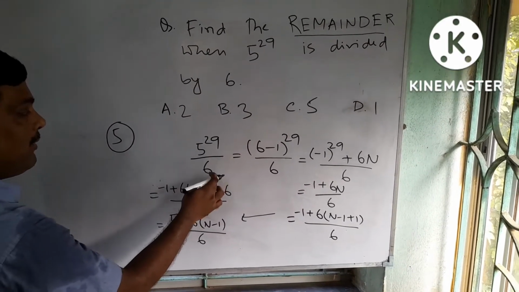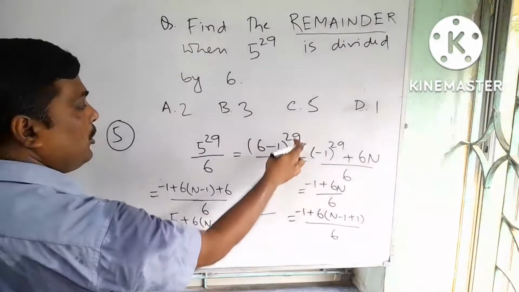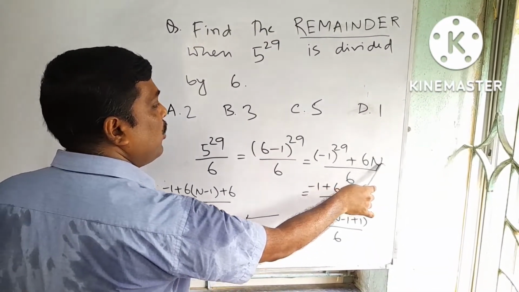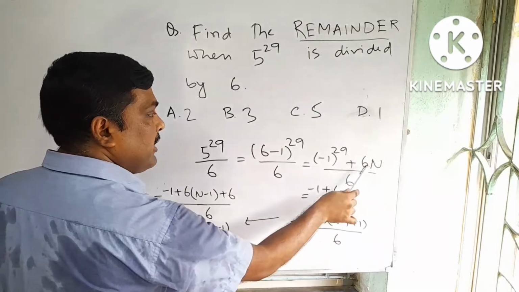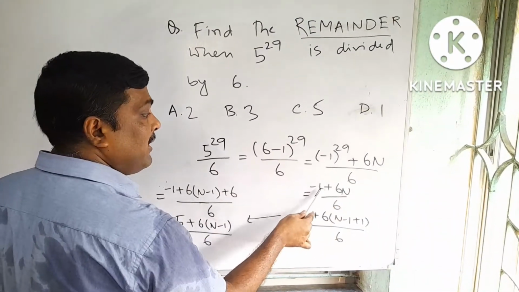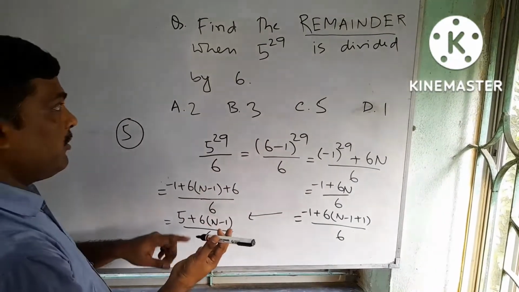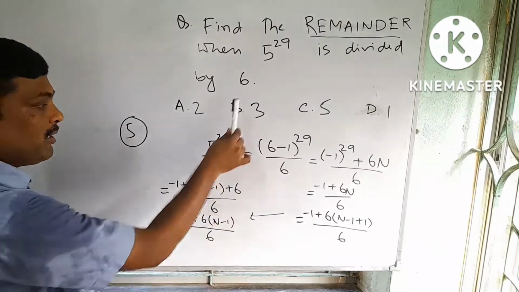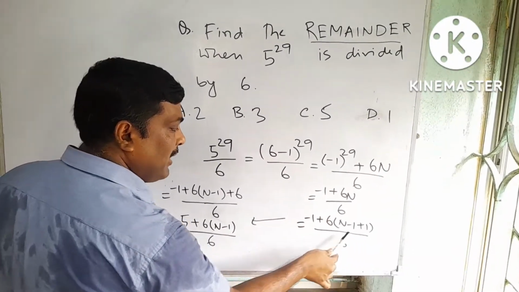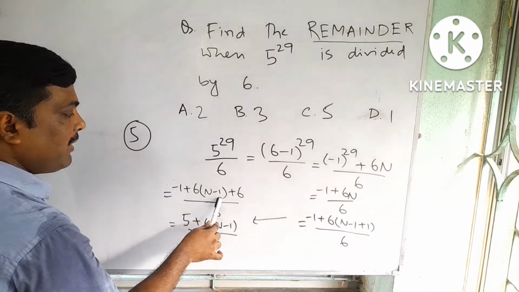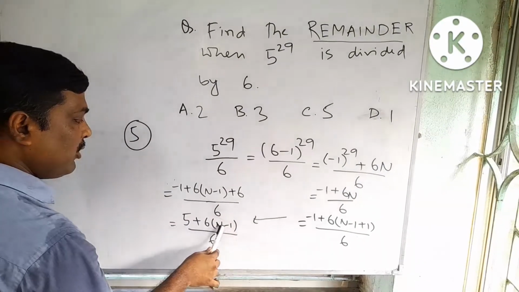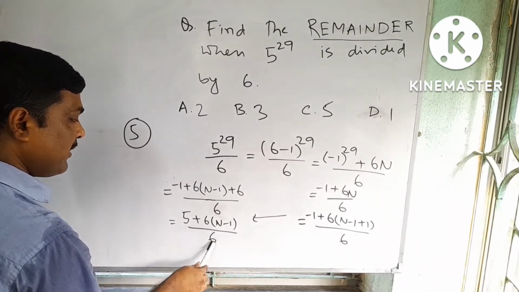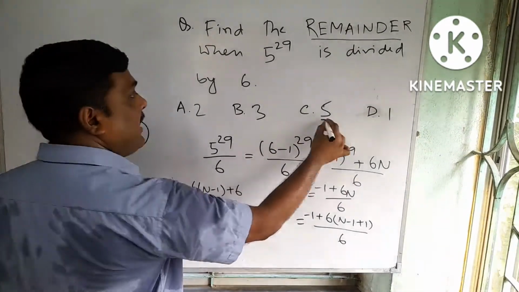So 5 to the power 29 divided by 6. 5 can be written as 6 minus 1, so (6 minus 1) to the power 29 divided by 6. From the binomial law, it is (-1)^29 plus 6 into some natural number n. Okay, 6 into natural number n is divisible by 6, so the remainder is minus 1. But we are dividing by 6, so the remainder is either 0, 1, 2, 3, 4 or 5. In such a situation, we write n as n minus 1 plus 1. So it is minus 1 plus 6 into (n minus 1) plus 6, that is 5 plus 6 into (n minus 1), divided by 6. Now 6 into (n minus 1) is divisible by 6, so the remainder is 5. Okay, so the answer is 5.